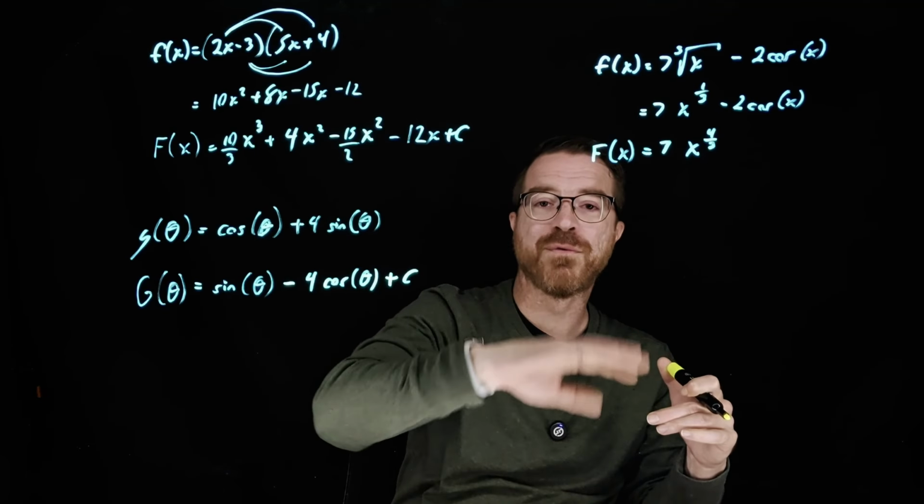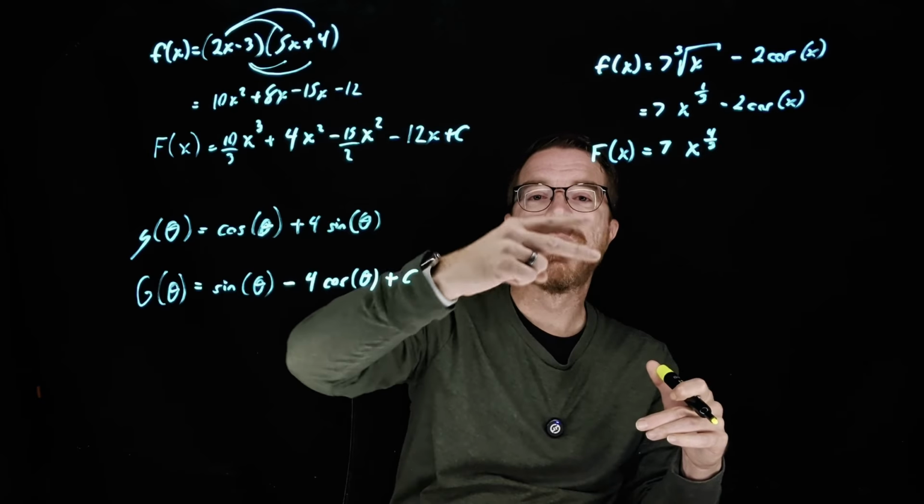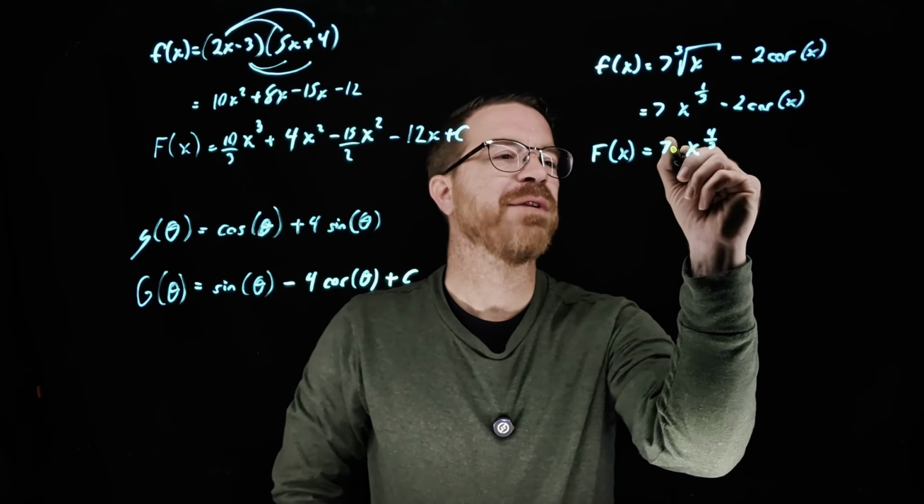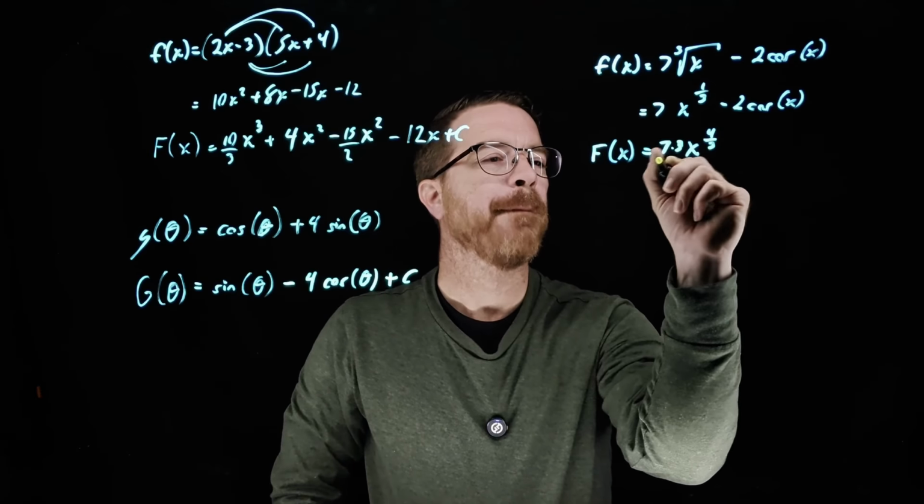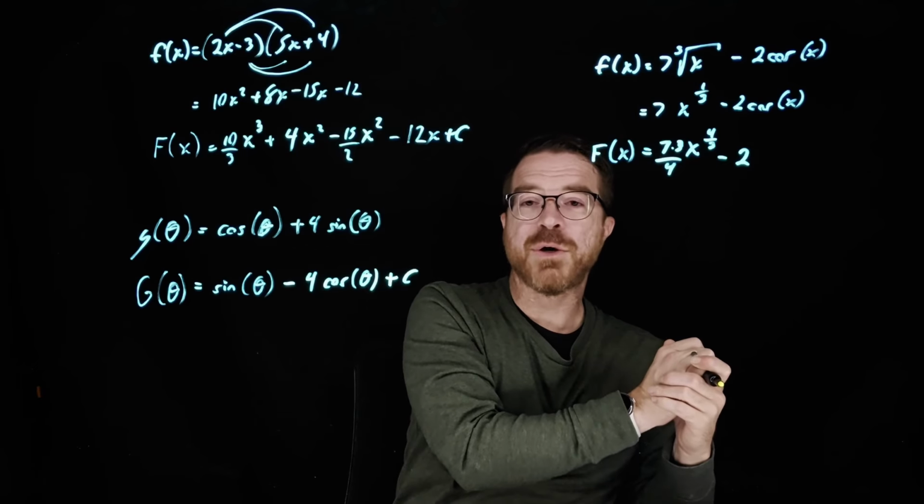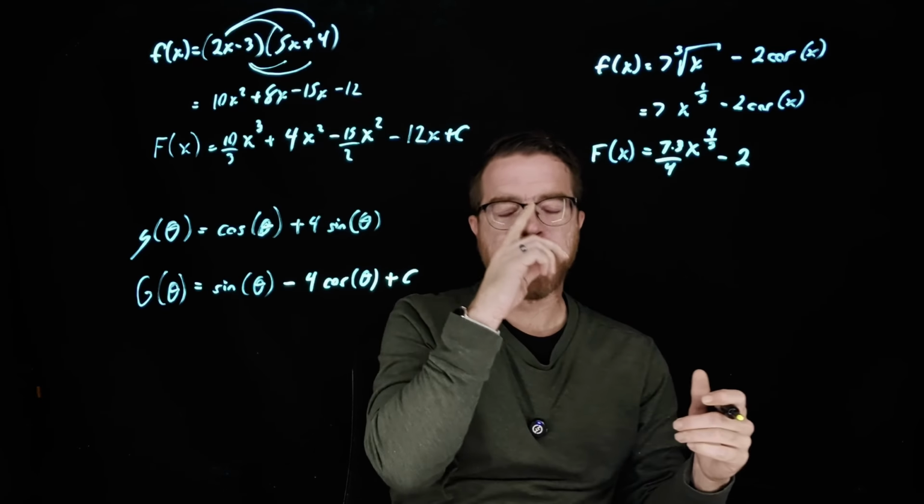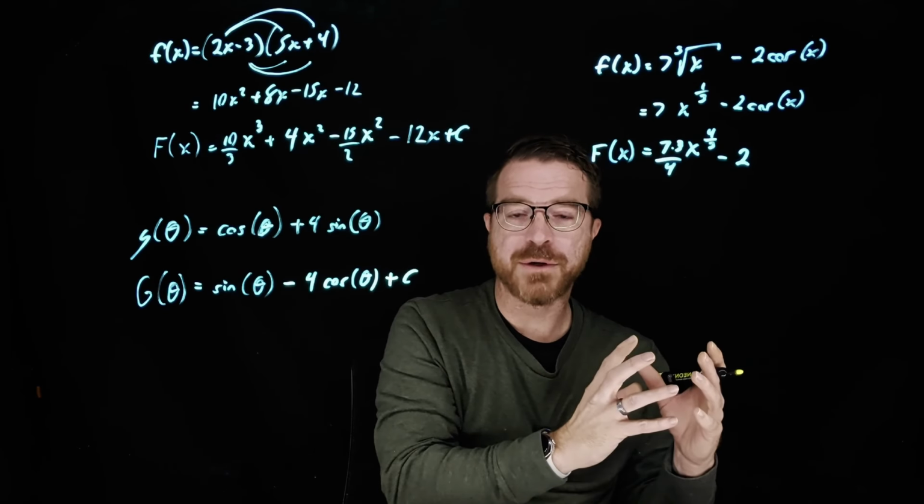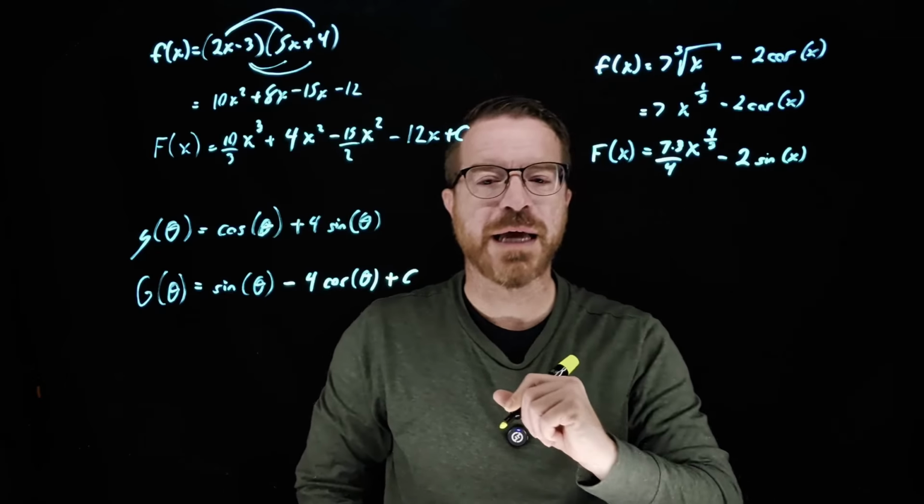So it's going to be 1 over 4 over 3, which is the same thing as 3 over 4. So this is going to be 7 times 3 over 4 minus 2. So we're going to take the derivative. What derivative would give me negative cosine would be negative sine, right? Because derivative of sine would give me cosine. I have negative 2 cosines. This would be negative 2 sine of x.